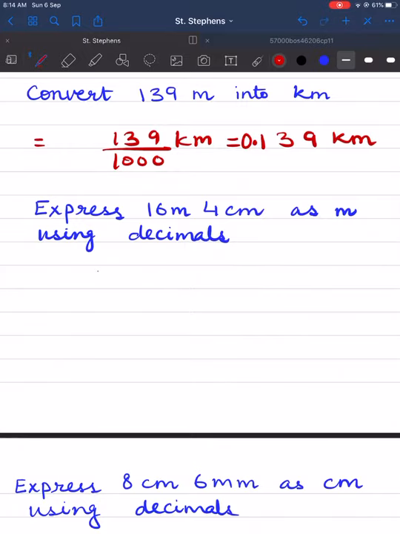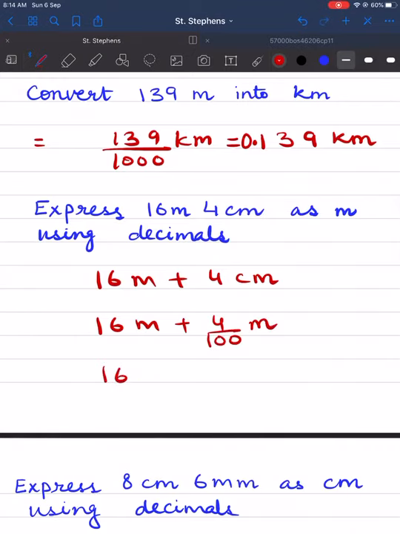Now let's express 16 meter 4 centimeter as meters using decimals. Now here we have 16 meters plus 4 centimeters. So 16 meters plus 4 upon 100 meters. So we get 16 meters plus 0.04 meters. Here 16 is the whole part and 04 is the decimal part. So we get 16.04 meters.